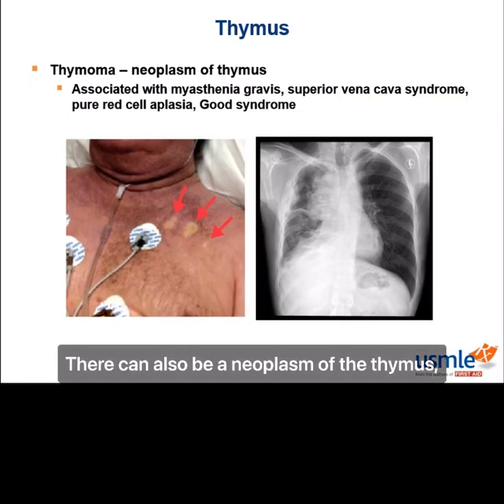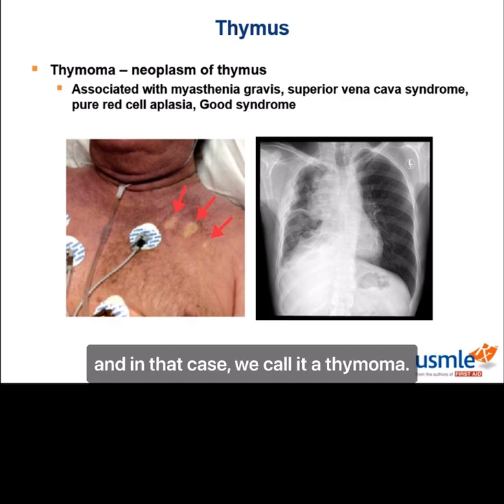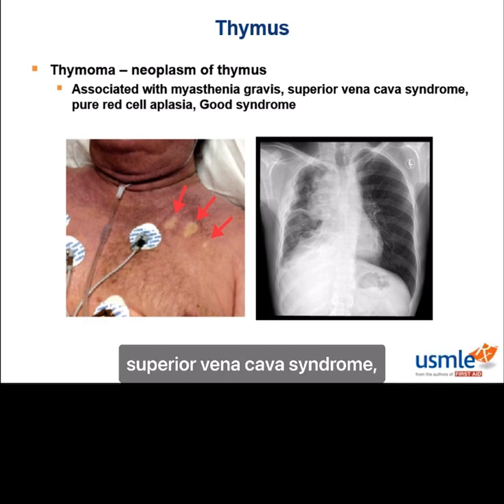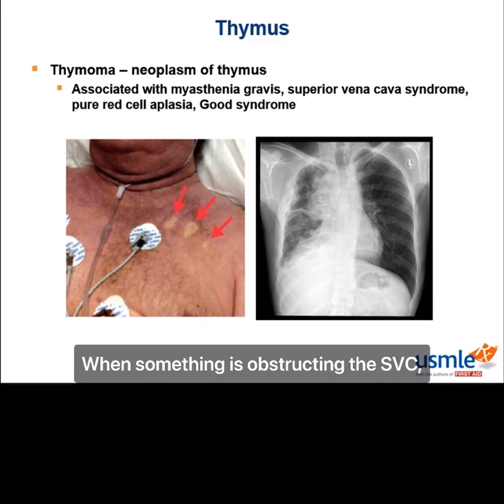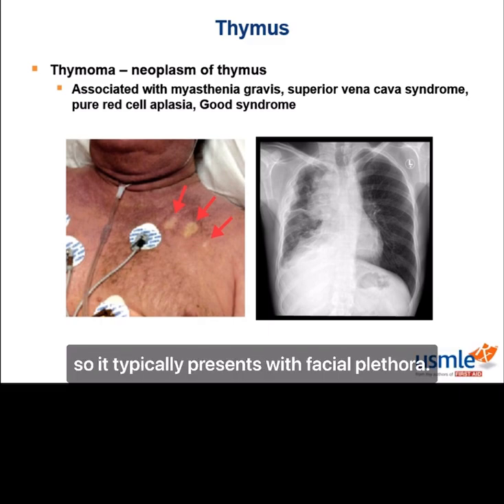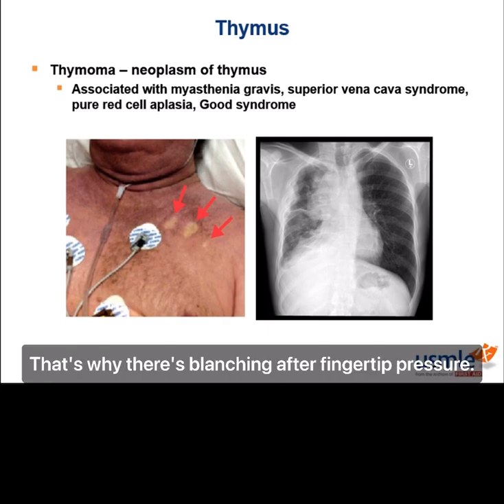There can also be a neoplasm of the thymus, and in that case we call it a thymoma. Thymomas are often associated with myasthenia gravis, superior vena cava syndrome, pure red cell aplasia, and Good syndrome. In this first image, we see a classic case of superior vena cava syndrome, when something is obstructing the SVC and blood is having difficulty draining from the head. So it typically presents with facial plethora. That's why there's blanching after fingertip pressure.